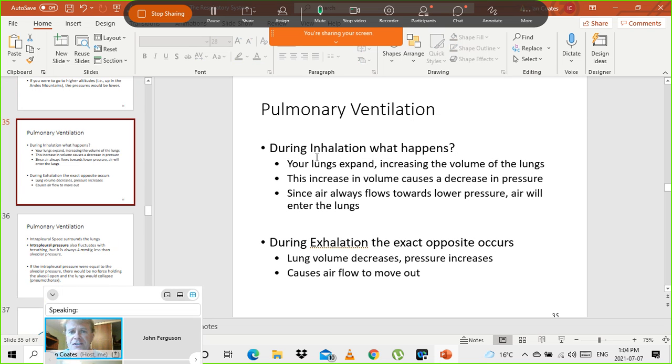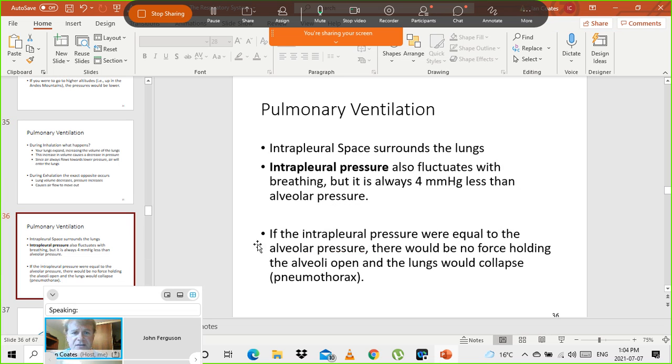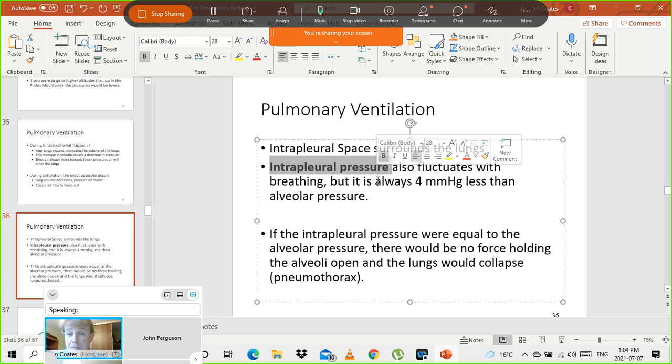Pulmonary ventilation during inhalation, what happens? Okay, we've gone through this already. Have a read of it there. Just the whole idea of pressure change. Interpleural pressure: pleural, those are those cellophane plastic wraps that surround the lungs, the little spaces in there. Your interpleural pressure also fluctuates with breathing, but it's a little off from the alveolar pressure. I'll show you some slides later on.